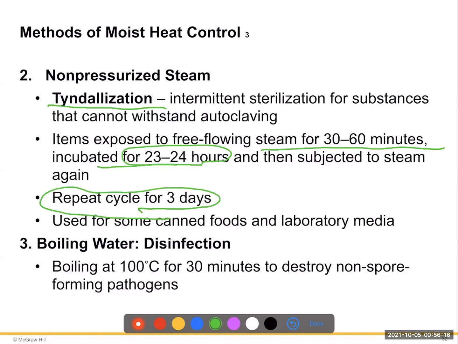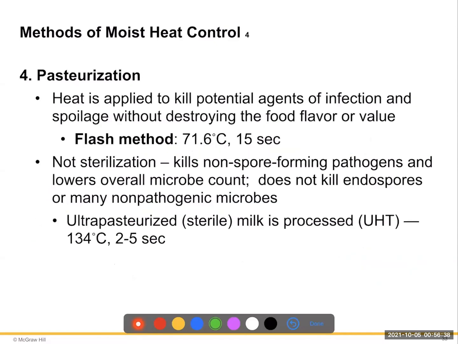Used for some canned foods and laboratory media. Okay? Not used in medical offices, it's just not practical. It takes 3 days to sterilize them. Boiling water causes disinfection. 100 degrees centigrade for 30 minutes destroys non-spore forming pathogens. Again, non-spore forming. Spores are the hardest to kill, the endospores. So boiling water, 30 minutes, destroys non-spore pathogens.